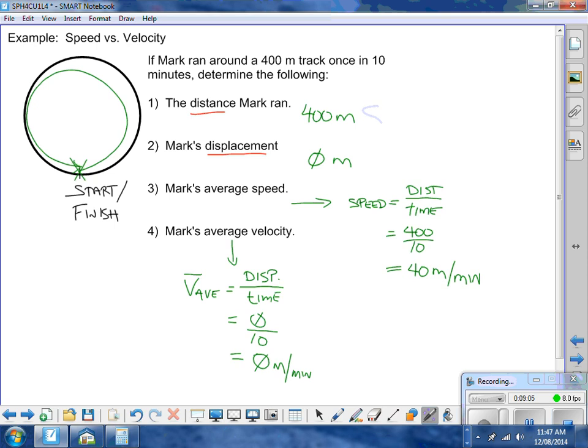Again, it's about wrapping your head around it. If you're comfortable with the difference between distance and displacement, then you can work your head around speed and velocity.